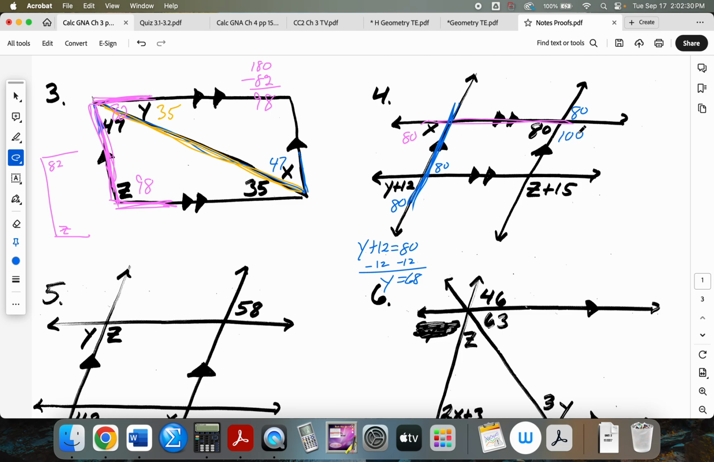This angle is going to be 100. The angles in a linear pair always add up to 180. So what kind of angles are the z plus 15 and this 100? What kind of angles are they? Corresponding, yeah. And so they are congruent. So z plus 15 is 100. Subtract the 15. We get that z is 85.